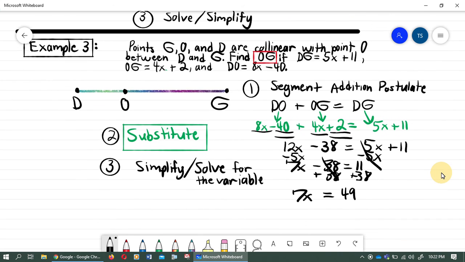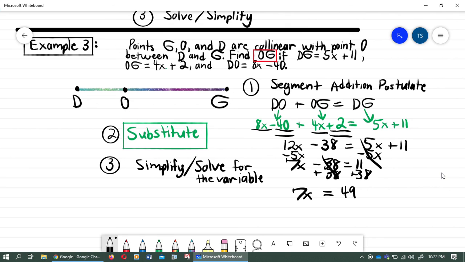Great. All right, divide by 7 on both sides. Divide by 7. All right, here we go. X equals 49 divided by 7, which is 7. All right, now, guys, we've solved for the variable, which is x equals 7.